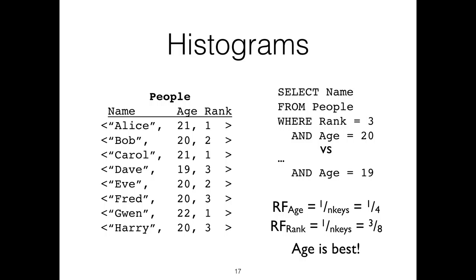Now, if I use a uniform distribution, my reduction factor, the number of tuples that I let through, is going to be 1 over the number of distinct values, based on the upper and lower bounds. So I have values between 19 and 22 here. So for the reduction factor on age, I'd end up letting through exactly 1 out of every 4 tuples in my input. Now, conversely, on rank, I have values between 1 and 3.